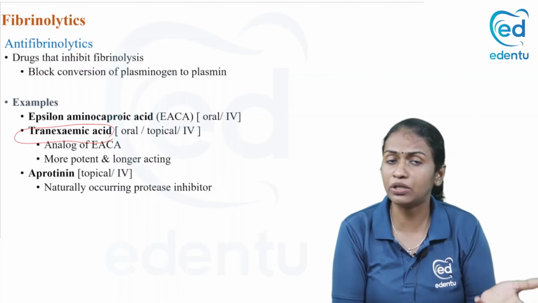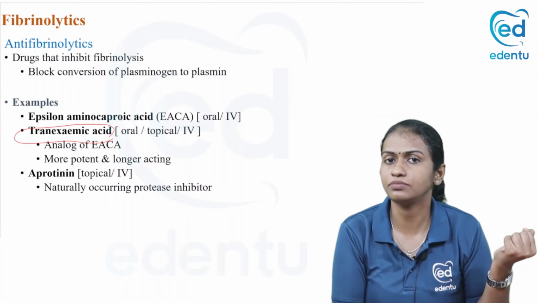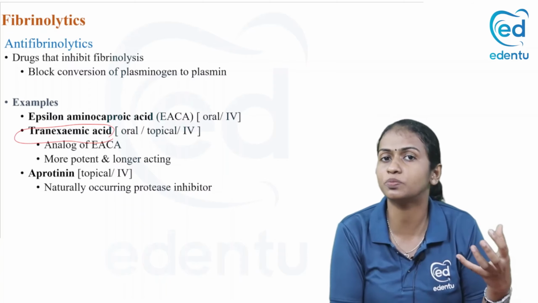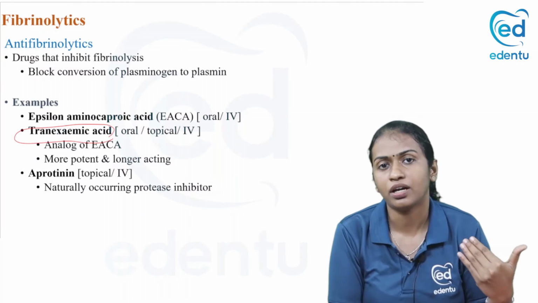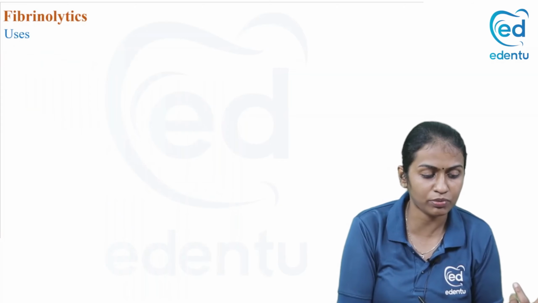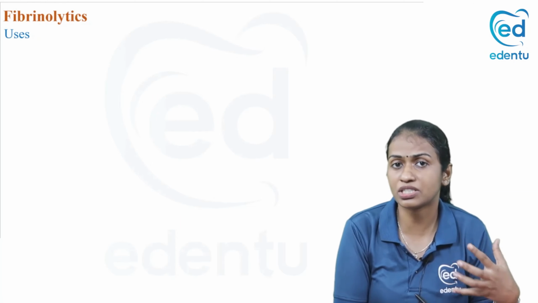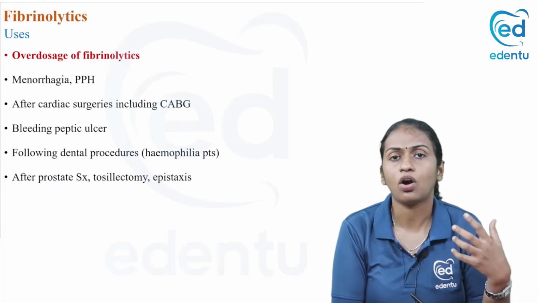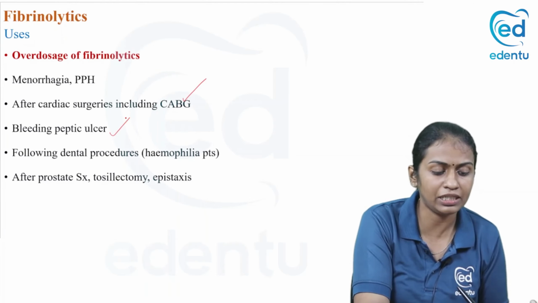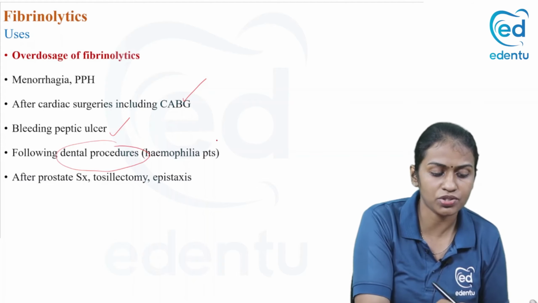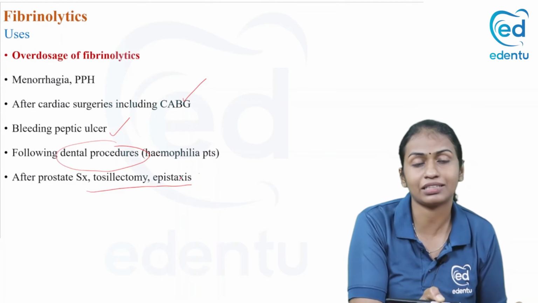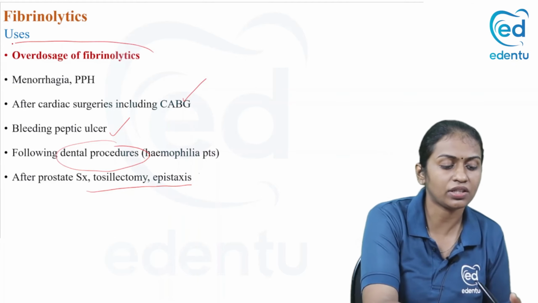Now, where do we need to use antifibrinolytics? Whenever there is an overdose of fibrinolytics or whenever there is fibrinolytic induced bleeding, you can definitely give antifibrinolytics. Which other situations can we give antifibrinolytics? Whenever there is increased chance of bleeding, like in case of menorrhagia or postpartum hemorrhage, after cardiac surgeries including CABG, bleeding peptic ulcer, following dental procedures like in case of hemophilia patients, after prostate surgery, tonsillectomy, epistaxis.